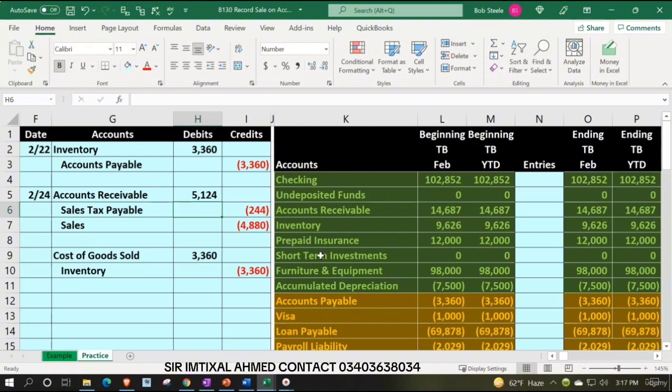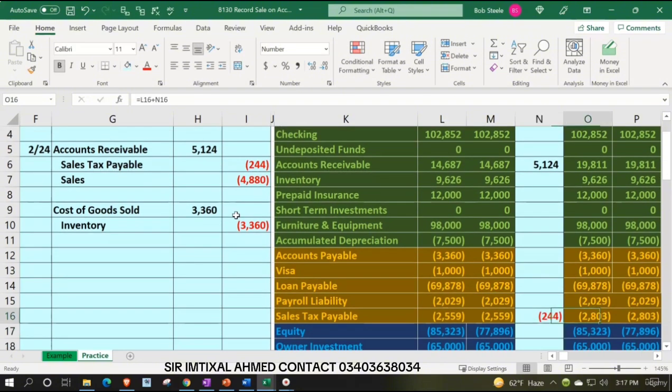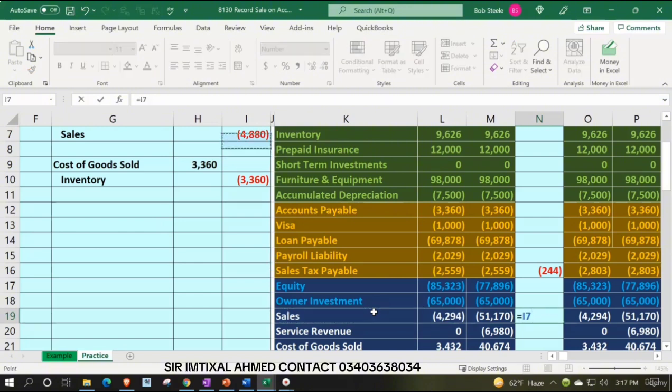Let's go ahead and post it out then. We've got the accounts receivable up top, posting that out. So we're going to go to the AR, and this is going to be equal to the 5124. That increases both the year to date and the month. And then we're going to go to the sales tax payable on the liability side of things. So we're down here in N16, equals, we're going to be picking up the 244. That increases both sides, year to date and the month, given the fact that we're talking about balance sheet accounts here. Then we've got the sales revenue account. Sales, on the revenue side of things in N19, is going to be equal to that 4880.